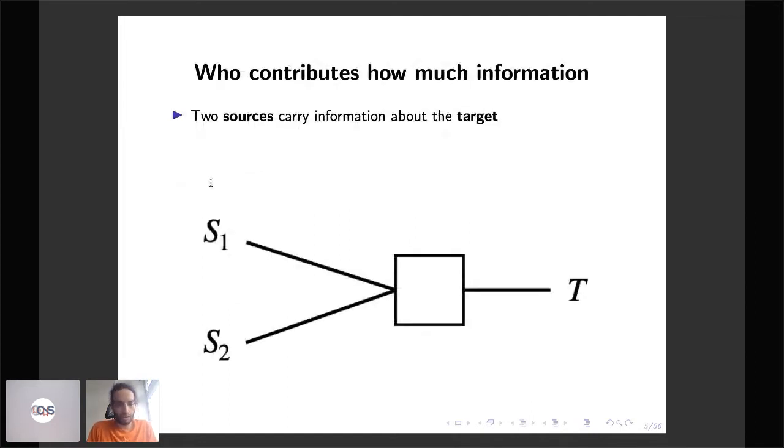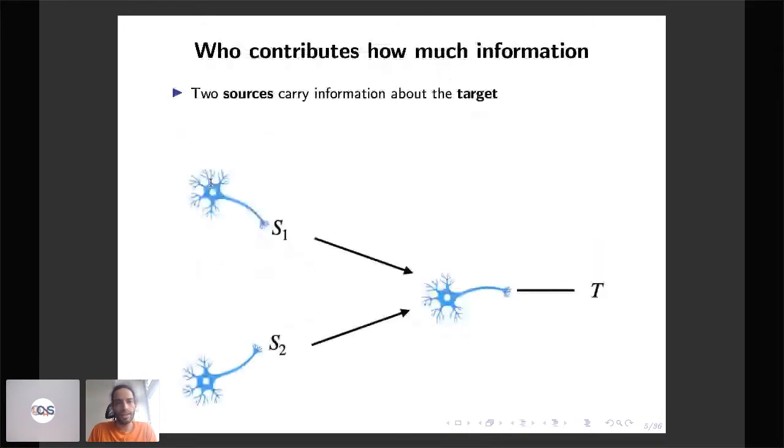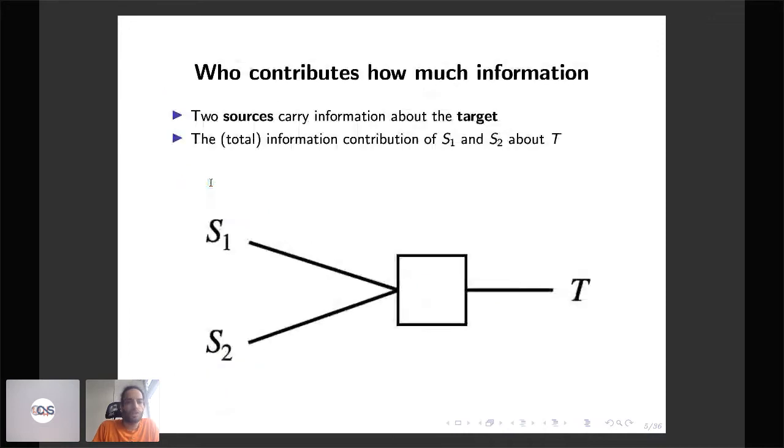And let's say now that we get it a little bit more complicated, and we say that we now have two sources and one target. Similarly, you can think that you have one stimulus and two neural responses, and basically you want to know the total information contribution of these neural responses about the stimulus, and you can measure that also by the joint mutual information of S1 and S2 about T.